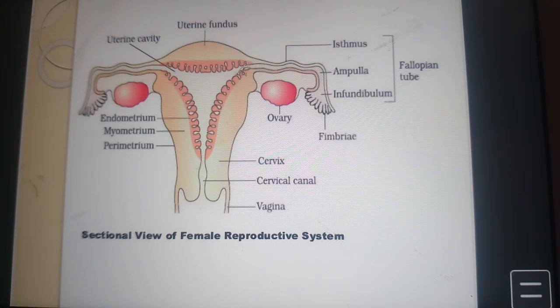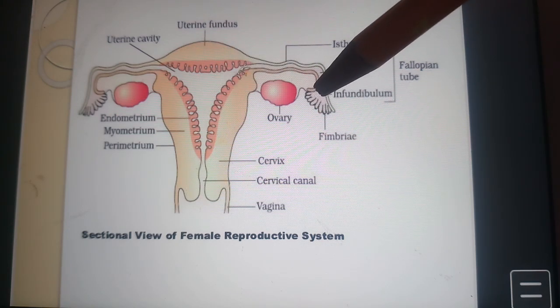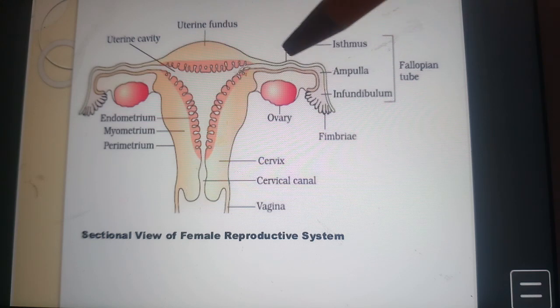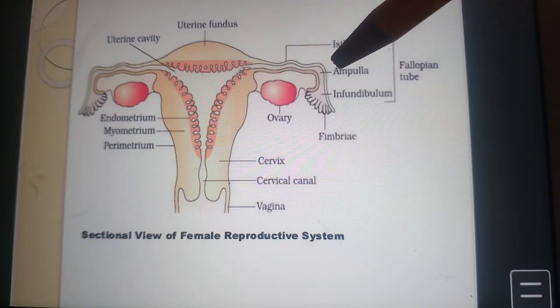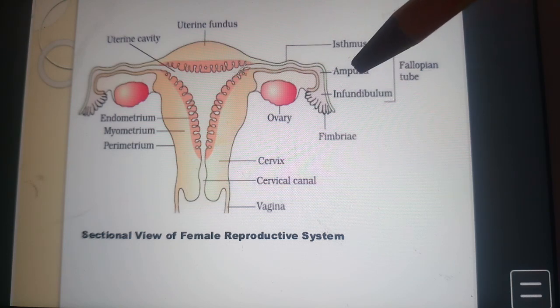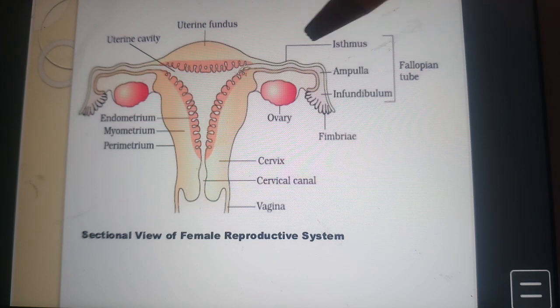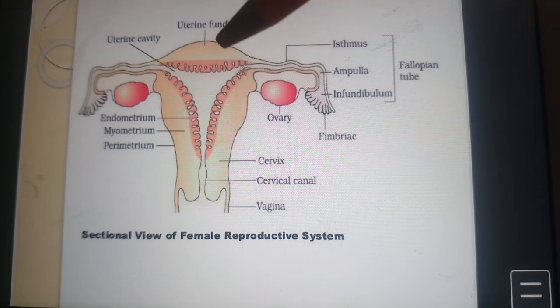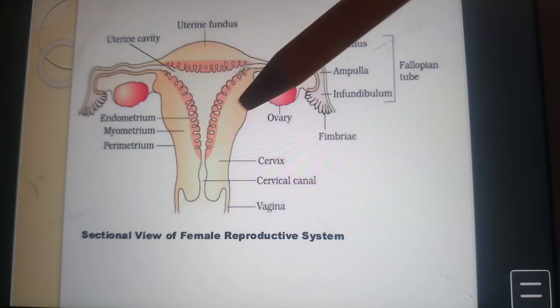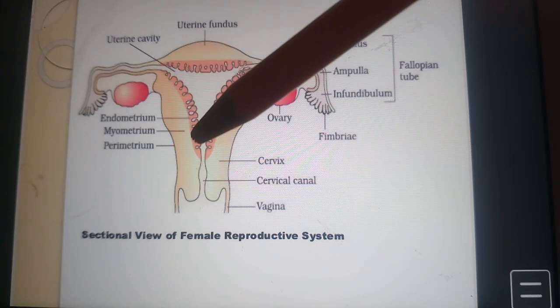Next, the infundibulum leads to a wider part of the oviduct called the ampulla. After the ampulla, the last part of the oviduct or fallopian tube is the isthmus, which has a narrow lumen and joins the uterus. Understood?